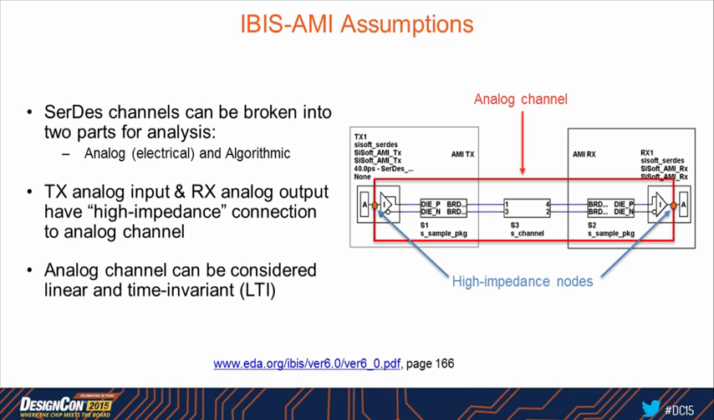And then in the receiver, once we come into the termination network and through the input buffer, there's a similar high impedance connection to all of the equalization and clock recovery circuitry in the receiver. And what we assume in IBIS-AMI is that the transmitter, the channel, and the receiver's termination network are all designed to operate as a linear and time invariant system and can be assumed to be such.